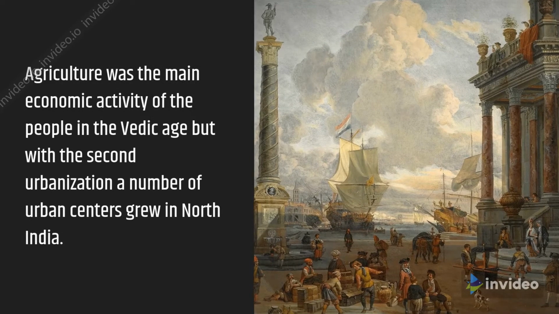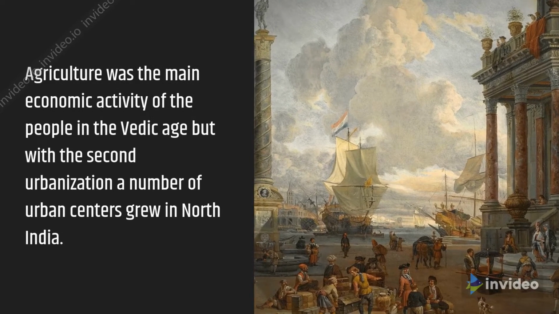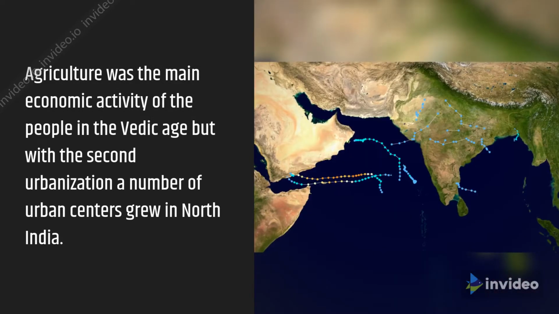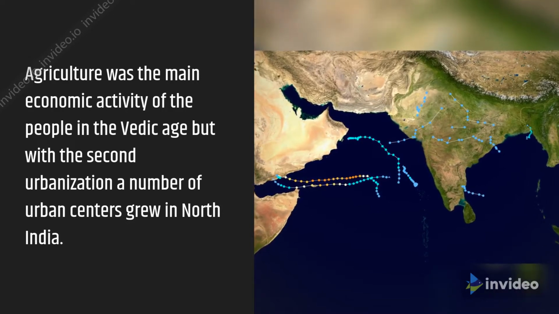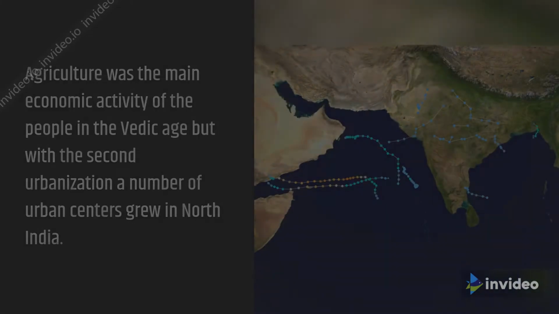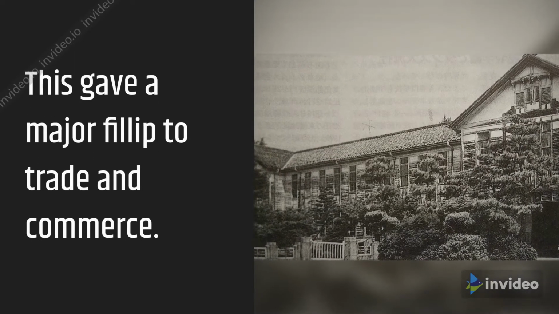Agriculture was the main economic activity of the people in the Vedic age, but with the second urbanization, a number of urban centers grew in North India. This gave a major fillip to trade and commerce.